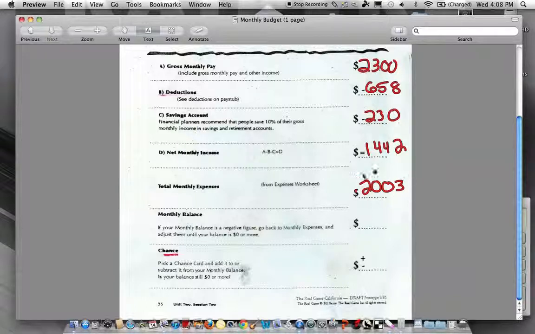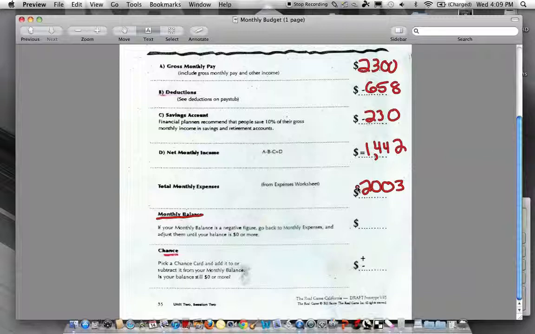He is spending 2,003 and making 1,412. So he is over budget. He has to find a way to spend less money because he's not budgeting. Right here it says monthly budget, but he doesn't budget. He's still $600 over his budget.